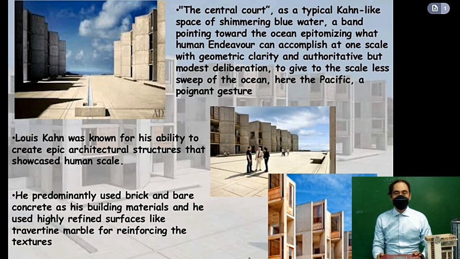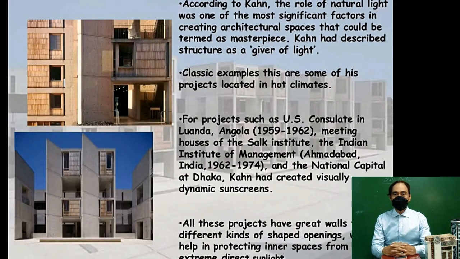Louis Kahn was known for his ability to create epic architectural structures that showcased human scale. He predominantly used brick and bare concrete as his building materials, and he used highly refined surfaces like travertine marble for reinforcing the textures. According to Kahn, the role of natural light was one of the most significant factors in creating architectural spaces that could be termed a masterpiece.